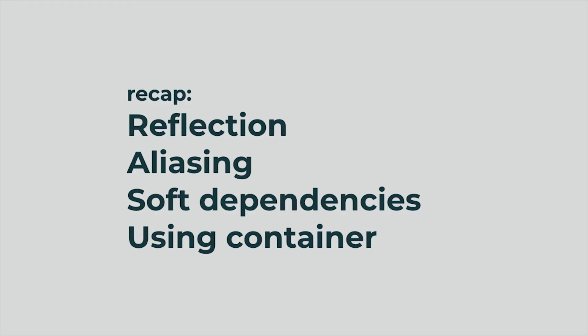All right, so to quickly recap my presentation here, we talked about reflection, using the reflection API of PHP to automatically detect which type-hinted objects to inject. Then I talked about aliasing, soft dependencies, using the container, all that stuff. I hope you learned at least one thing today. Thank you.